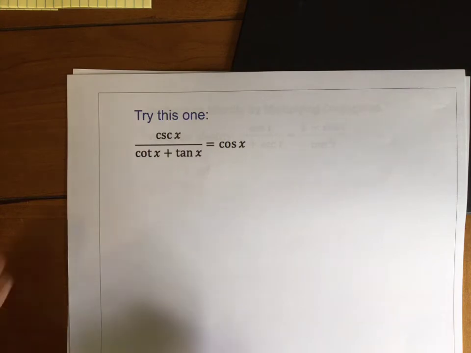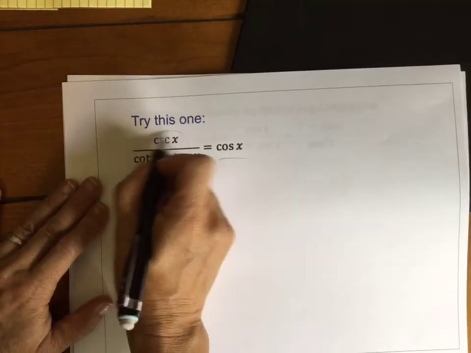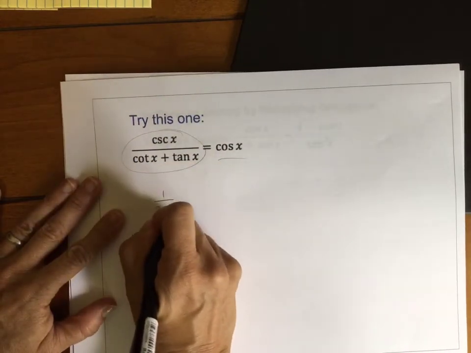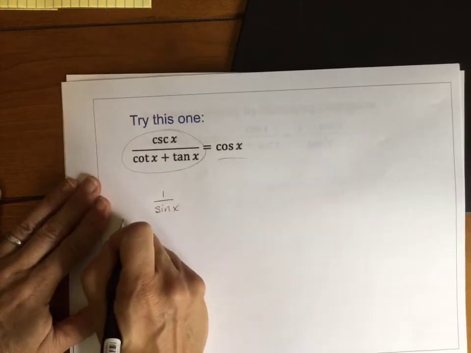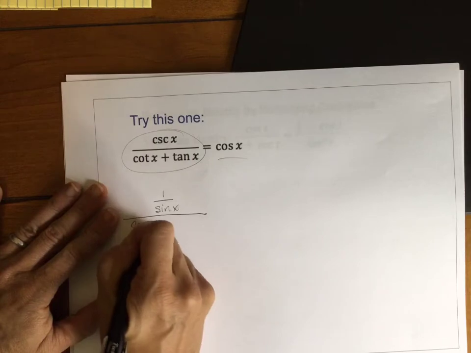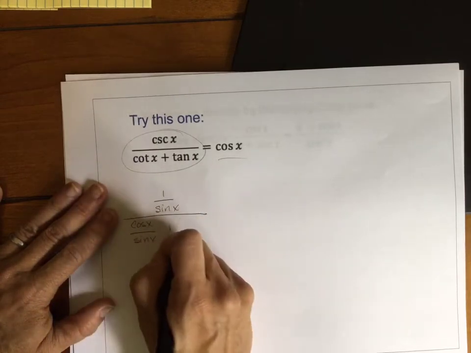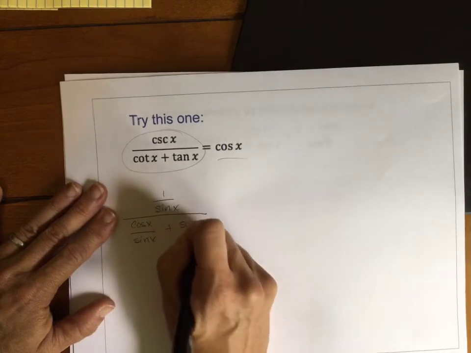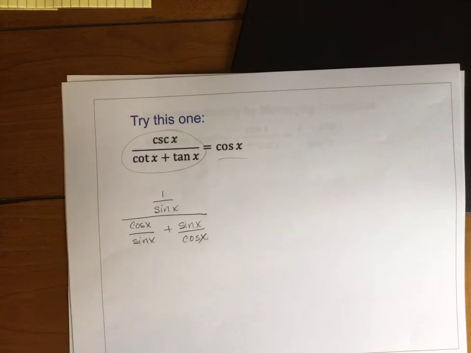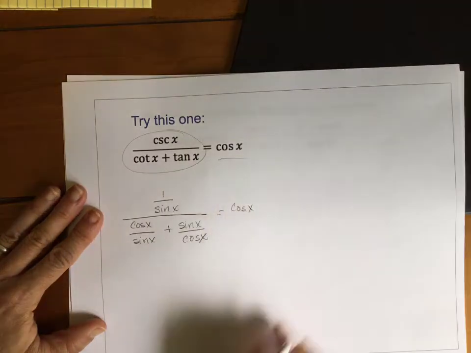All right. So I'm going to leave this side alone. I'm only messing with this side. So this is going to be 1 over sine x in the numerator. And the denominator, cotangent, is cosine x all over sine x. And tangent is sine x all over cosine x because they're reciprocals of each other. And we want all of that to equal cosine x.